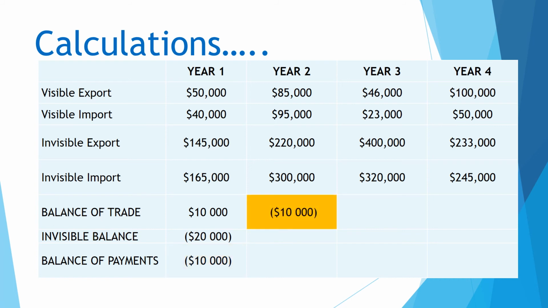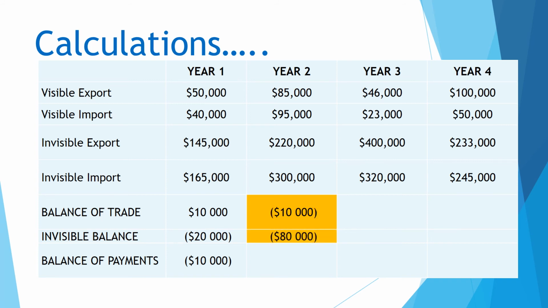Year 2. So let's try it again. Let's remember our formula. Balance of trade deals with visible figures only. So for year 2, our visible export is 85,000, take away 95,000. That's going to give us negative 10,000. So I place the $10,000 in brackets to show that it's negative.